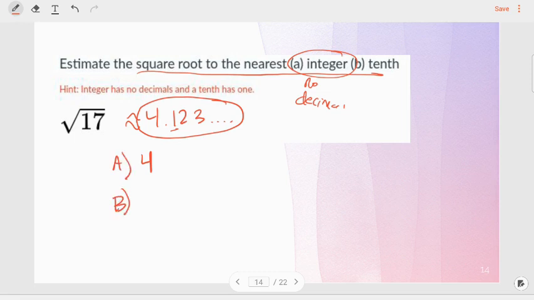Part B, 10th is 1 decimal place. So I am looking to see if this is closer to 4.1 or 4.2. Does this 2 make it round up or stay the same? Well, 2 is not halfway, so it does not round up. So my answer is 4.1 for part B.